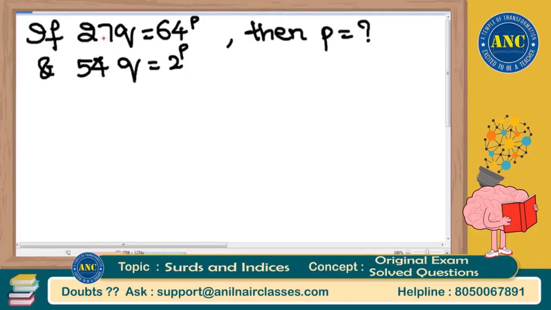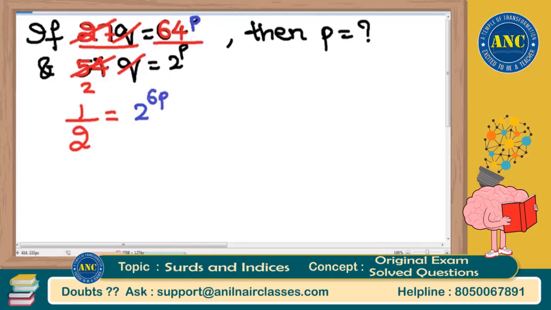Can I say that 27 and 54 are multiples of each other? 54 is nothing but the multiple of 27. If I divide one by the other, 27 into 1, 27 into 2, q will cancel. Left hand side you are left with 1 by 2. Right hand side, 64 is nothing but 2 power 6. 2 power 6 whole power p. It is 2 power 6p, and then divided by 2 power p.